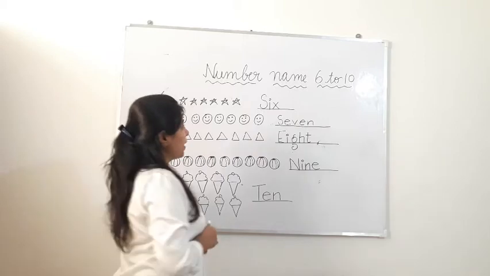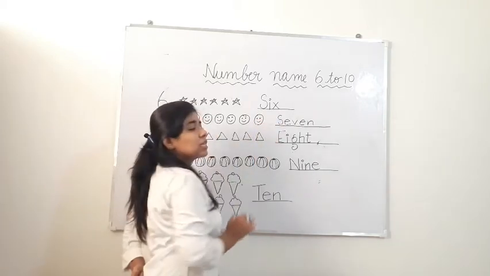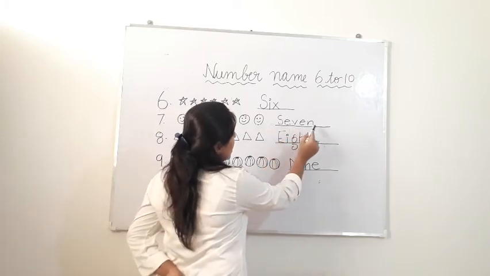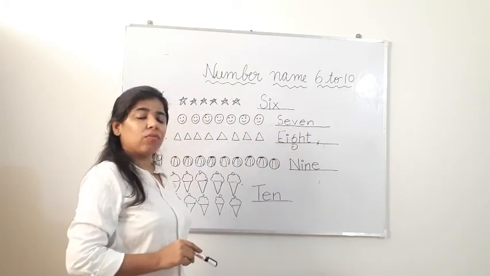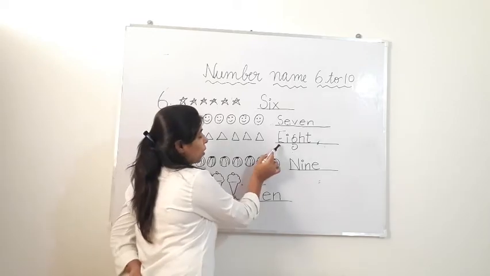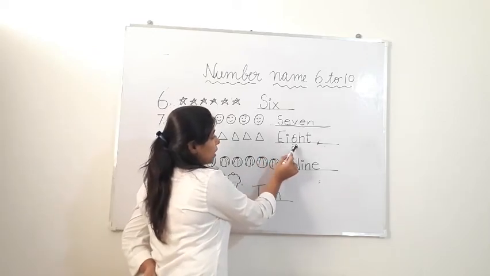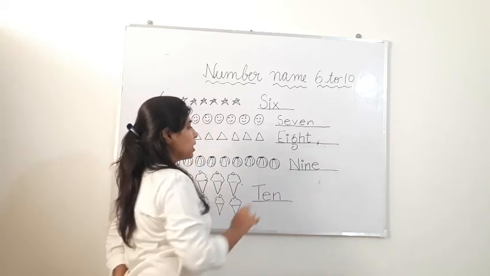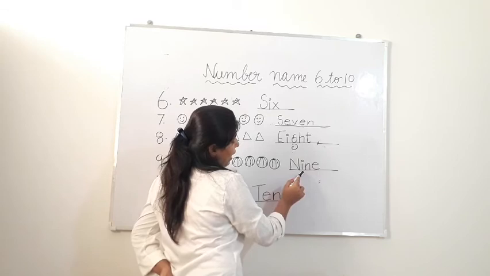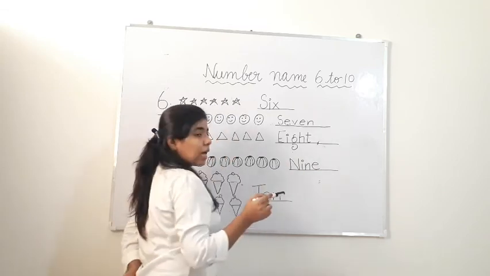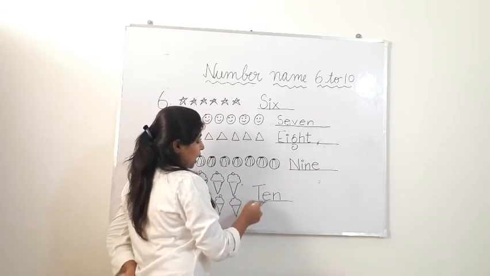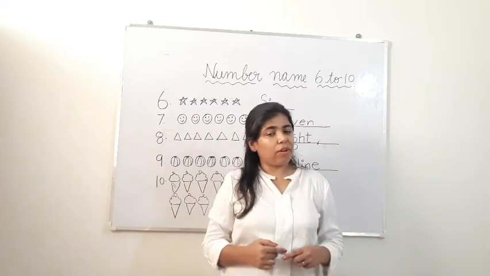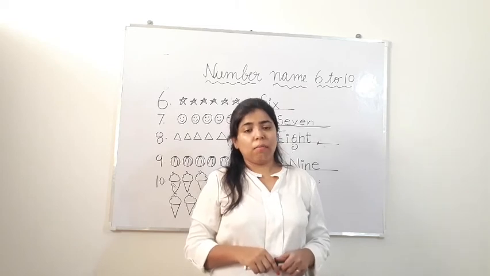Now once again we will revise. S-I-X. 6. S-E-V-E-N. 7. E-I-G-H-T. 8. N-I-N-E. 9. T-E-N. 10. So in that way you have to learn number names 6 to 10.